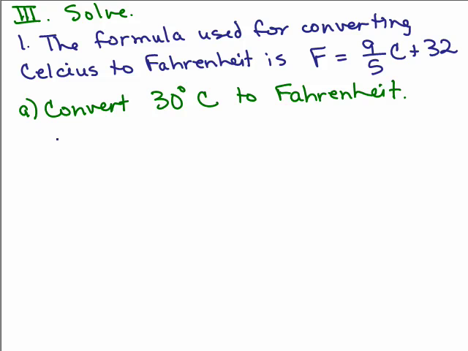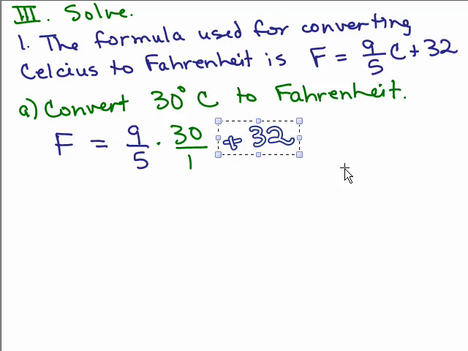All right, so we've got to solve for F. We're trying to find F, so we have 9/5, and instead of C, we're going to plug in 30, and I'm going to write 30 over 1. I'm not going to put in the degrees right now. We'll do that when we write the final answer.